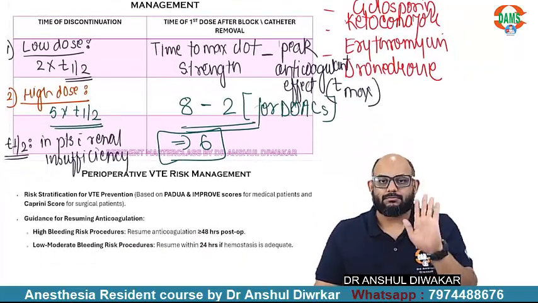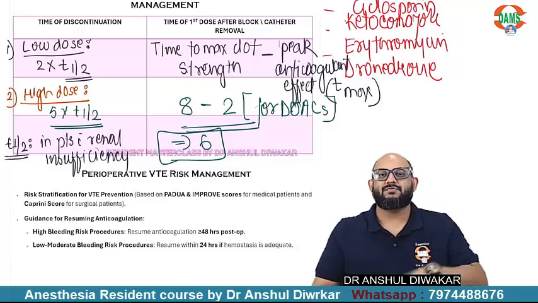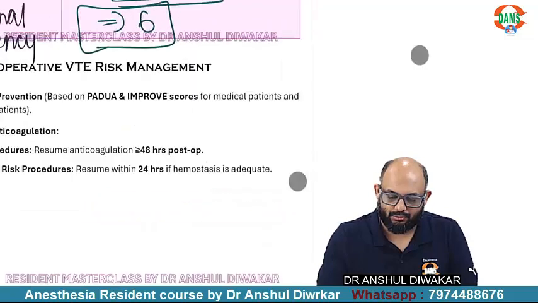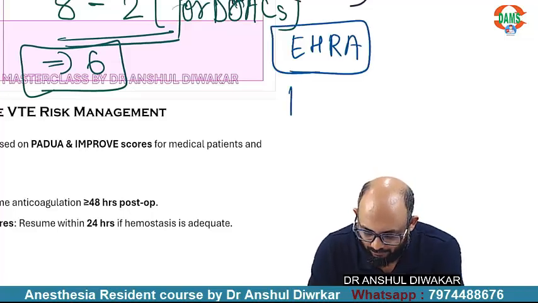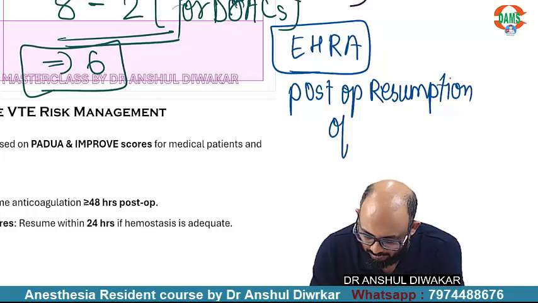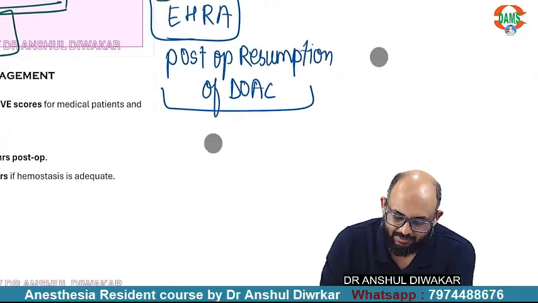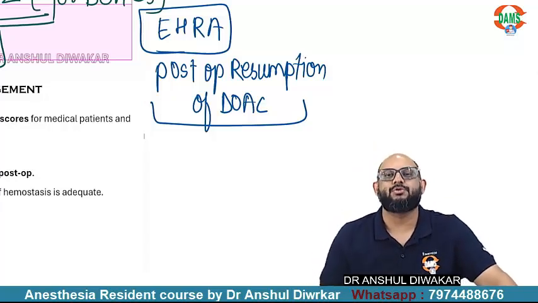This is based on the pharmacokinetics. But again, the pharmacokinetics will change depending on whether you are using it in patients with high risk of bleeding or low risk of bleeding, right? So now what is the EHRA, European Heart Rhythm Association, recommendation for post-operative resumption of DOAC? And this is something I am telling you so that you remember the general concept, because in our practice, there is absolutely no urgency most of the time to resume post-operatively.